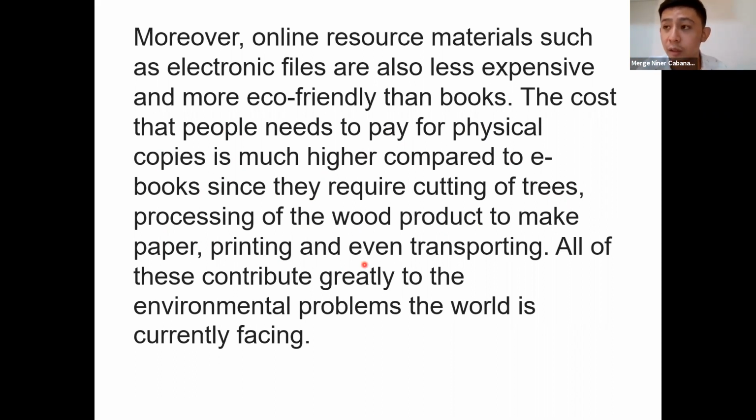May tinatawag tayong carbon emission dyan kasi kailangan natin siyang isakay sa mga ships, ipadala sa mga trucks, and even transporting. All of these contribute greatly to the environmental problems the world is currently facing. So dinagdag natin, this is about the cost and this is about the environmental, the ecological aspect.